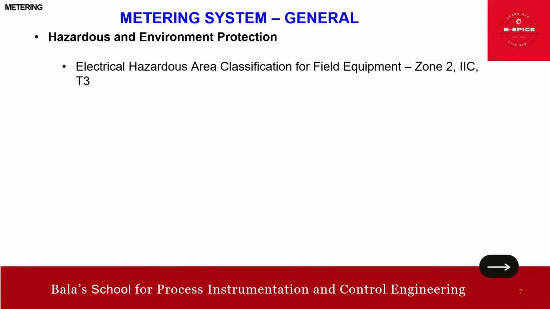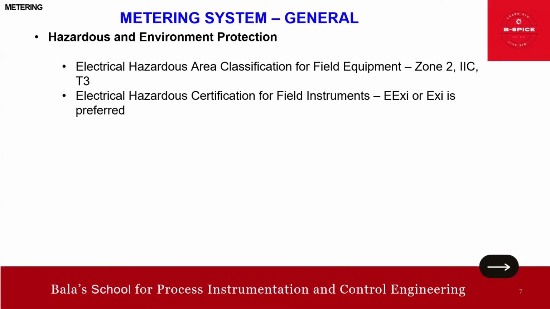Then we talk about the hazardous and environment protection. When we talk about hazardous and environment, we can focus on electrical hazard area classification for field equipment, zone 2. Predominantly in oil and gas, refinery and petrochemical, we will deploy this in zone 2. Zone 2, gas group IIC and temperature group T3. In fact, we have already uploaded one video exclusively on the zone 2, gas groups and temperature group also. If you are interested, you can watch. It's available on the BSpice channel.